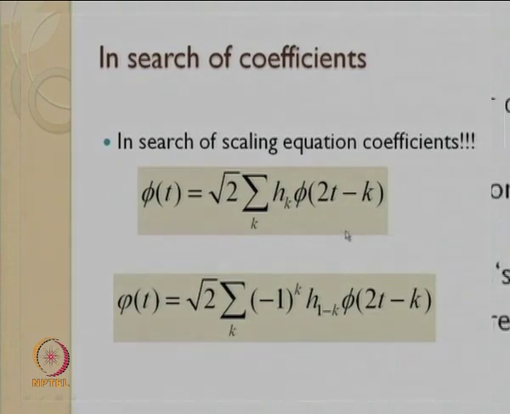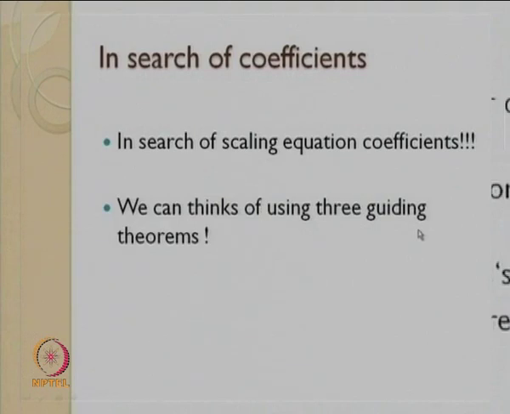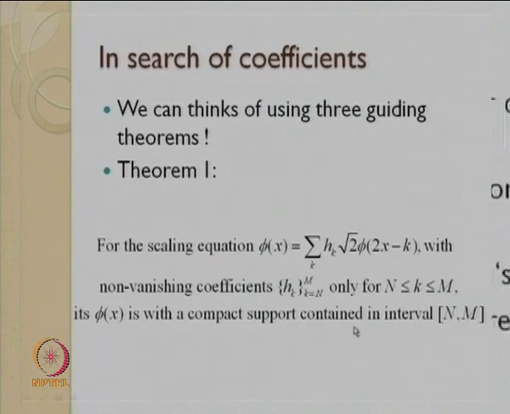Then we posed the question of what different properties the coefficients of phi of t should have. We listed those properties by looking at three important guiding theorems. The first guiding theorem tells us that we are talking about nested subsets and a scaling equation which is of finite duration. So phi of x certainly has a compact support, and outside this compact support it does not exist.